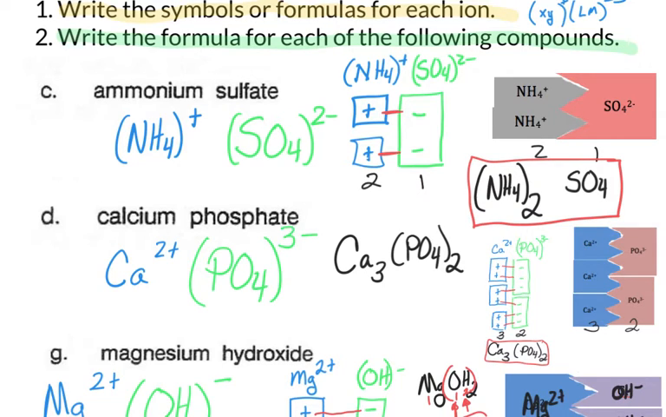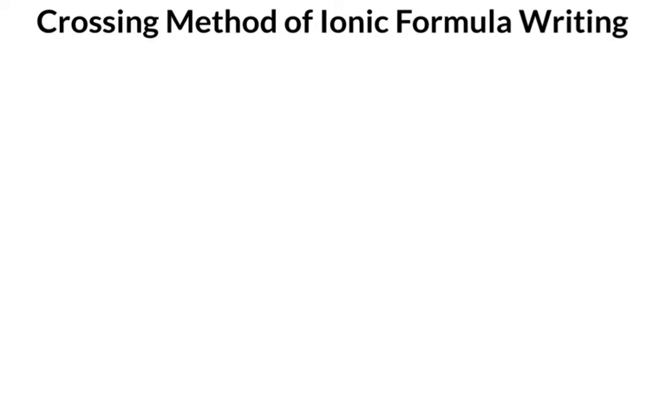I'm going to add a few more to your notes. These ones are just to kind of give you a feeling for how to do some more complicated ones, and to remind you of why we need to make sure that we have the lowest common denominator. So let's step away from the notes for a moment and talk about something called the crossing method. This is a method that's used to find the correct formula for ionic compounds. A lot of people like this method. I just like to show you that it works really well. It's very simple, but there are a few times where it makes errors, so let's talk about those too.